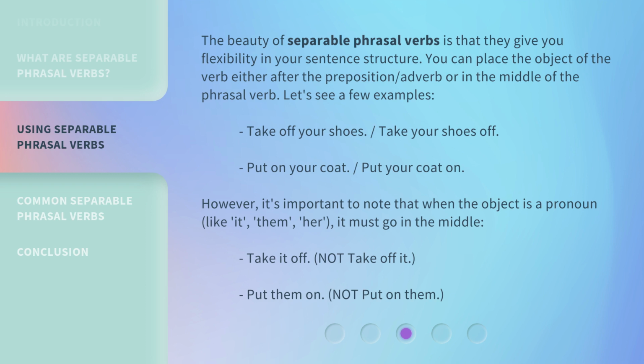However, it's important to note that when the object is a pronoun, like it, them, her, it must go in the middle. Take it off, not take off it. Put them on, not put on them.